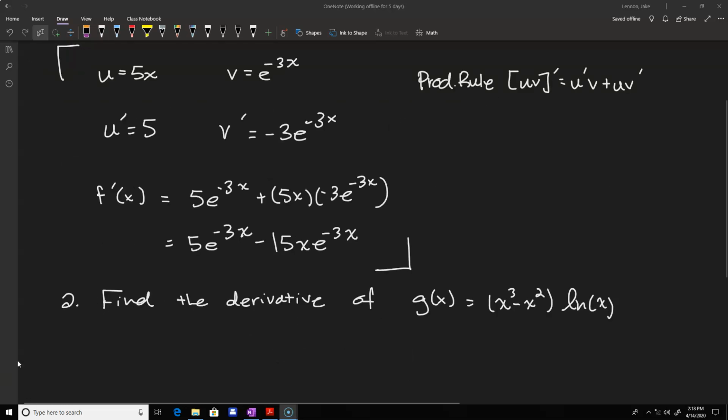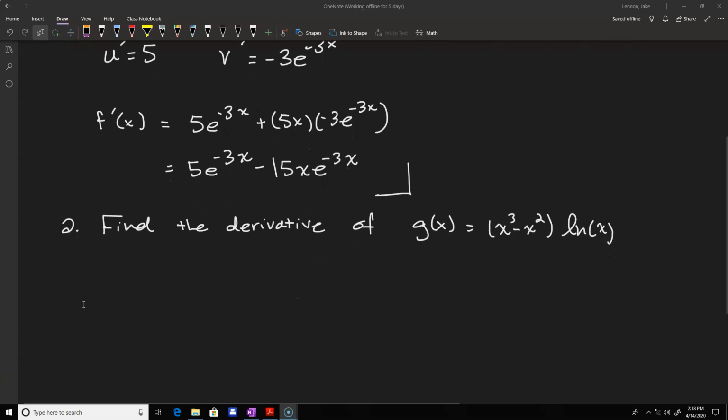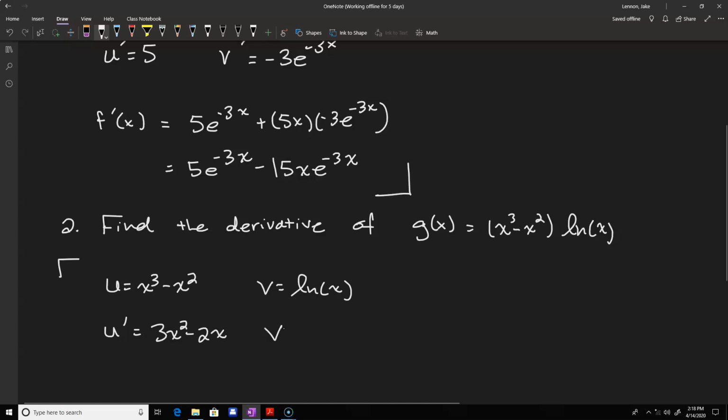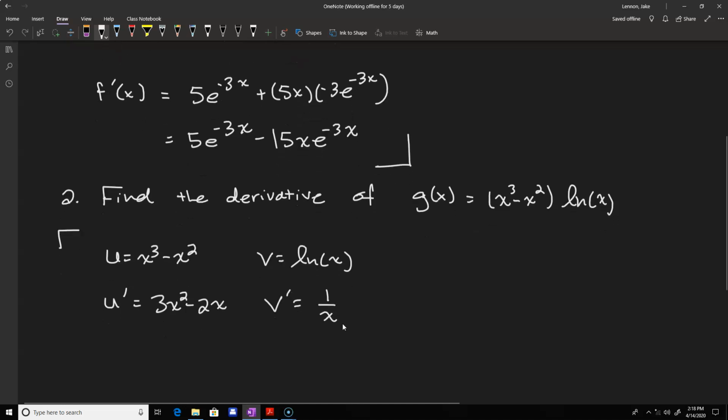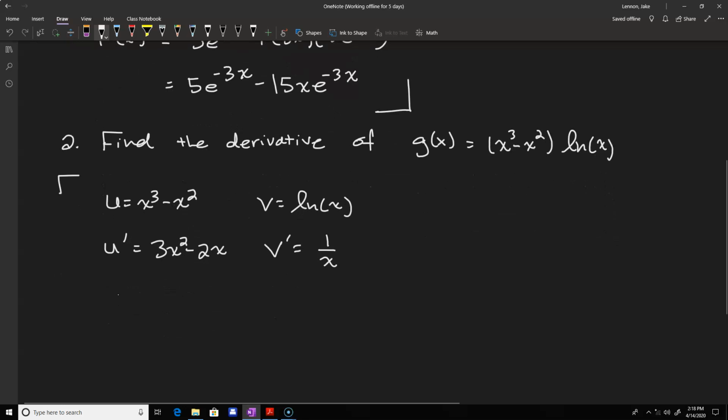So the second problem also makes use of the product rule. What we have here is, again, a polynomial multiplied now with a logarithmic function. So u is x cubed minus x squared, and v is the natural log of x. What we want to do is, again, take the derivative just using the power rule for polynomials. So this becomes 3x squared minus 2x, and the derivative of v, the derivative of the natural log of x, is 1 over x. So what we want to do here is just apply the product rule again.